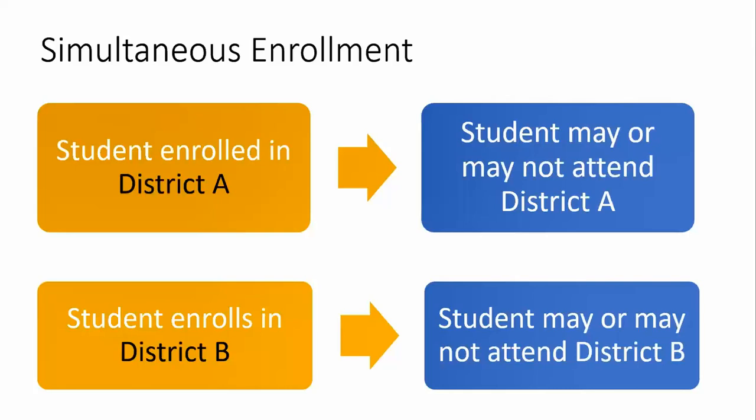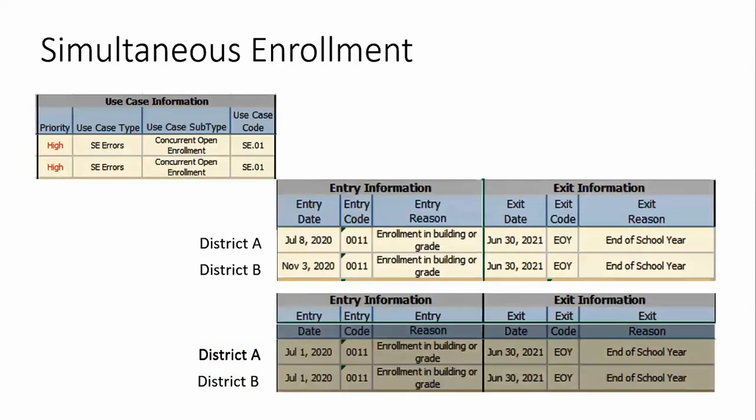There are many, many variations on why this can occur. The simple fact is that two districts have reported the enrollment for the same student. And if we go to the detailed information on this, which helps to clarify it a little bit, if you're lucky, it may just be a timing problem. In the first set of records, the student was enrolled in District A on July 8th. That's right there in the middle. And in District B on November 3rd.